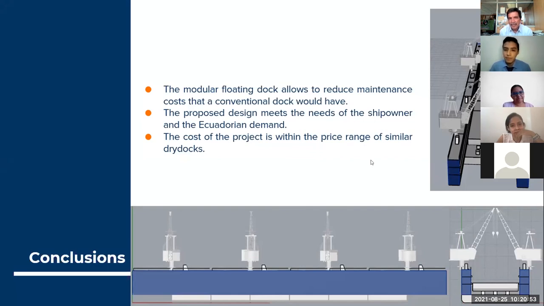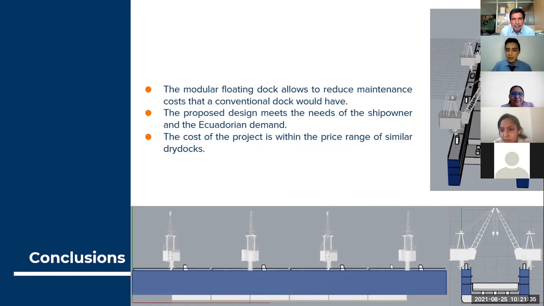Okay, Nadia, do you have something else? Just as you say here, the modular floating dock, and at the beginning of your presentation you said floating dry dock. So there is a difference in that. The floating dock is like a vessel, and should have an anchoring system as well. And the dry dock is not moving. Yeah, this is a floating dry dock. And why do you call it floating dry dock?